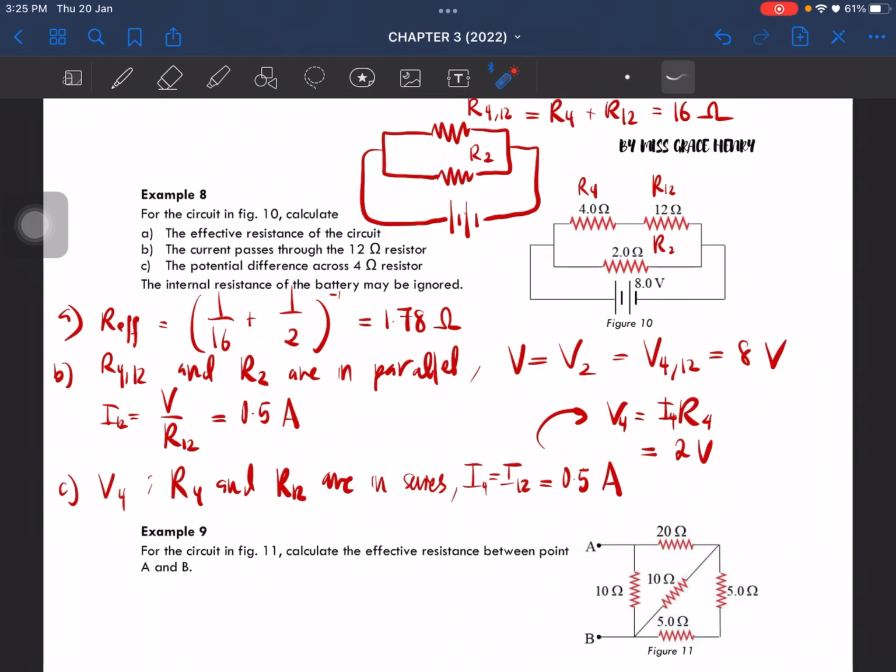I know it's going to be a bit more confusing when you reach question B and C, because you have to be able to determine the value of current of each of the resistors, and you can only solve this if you still remember the characteristics of resistors in series and parallel circuit. Okay, right, so that is example number 8.